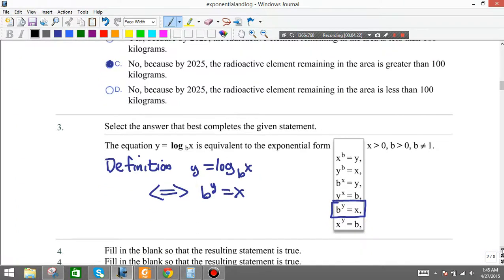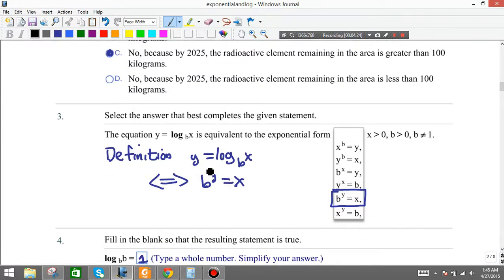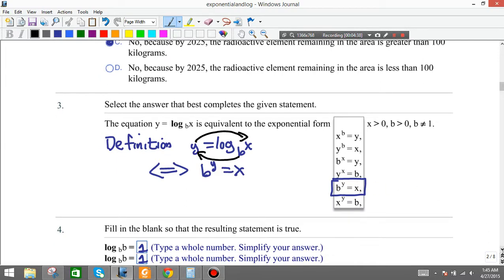Then with number 3, we started talking about logs. And so when I write y is equal to log base b of x, the definition means that b to the y power is equal to x. B to the y equals x. That's what it means. That's the definition.